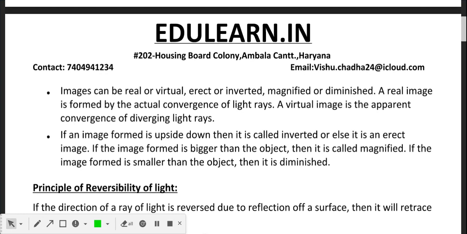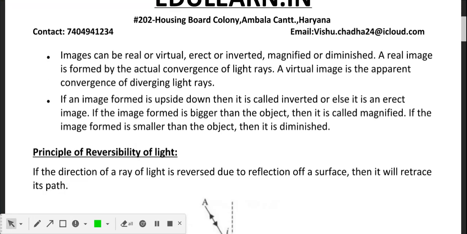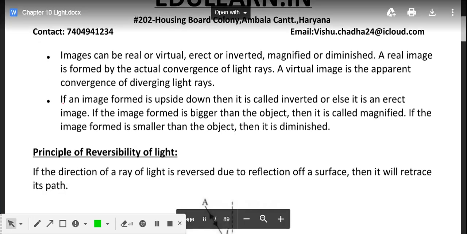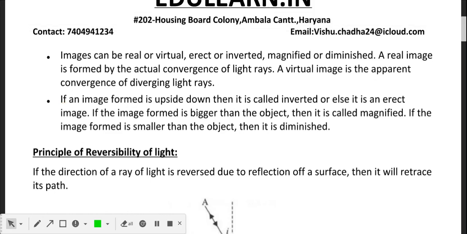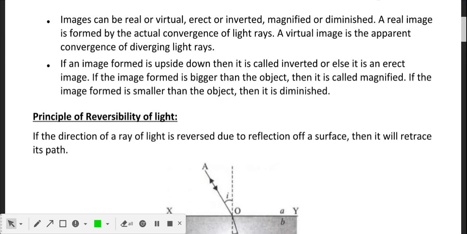A real image is formed by the actual convergence of the light rays. In the case of a real image, light rays actually meet, that we have seen in the figure, and in case of a virtual image no light rays meet. It appears to meet. If an image formed is upside down, then it is called inverted, or else it is called an erect image. I have already explained this.